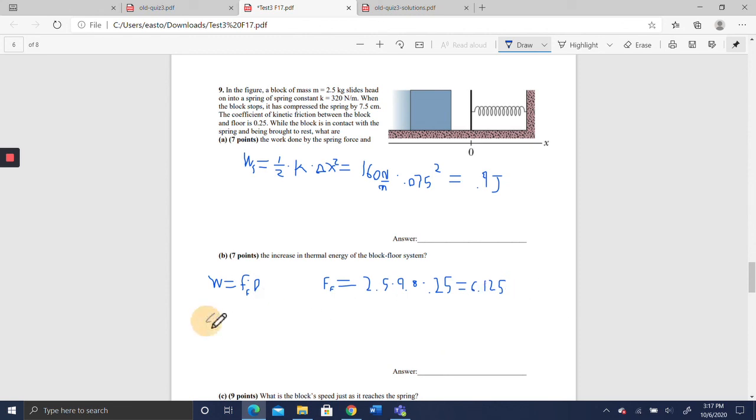We then multiply that force by the distance. So 6.125 multiplied by 0.075, which gives us 0.46 joules.